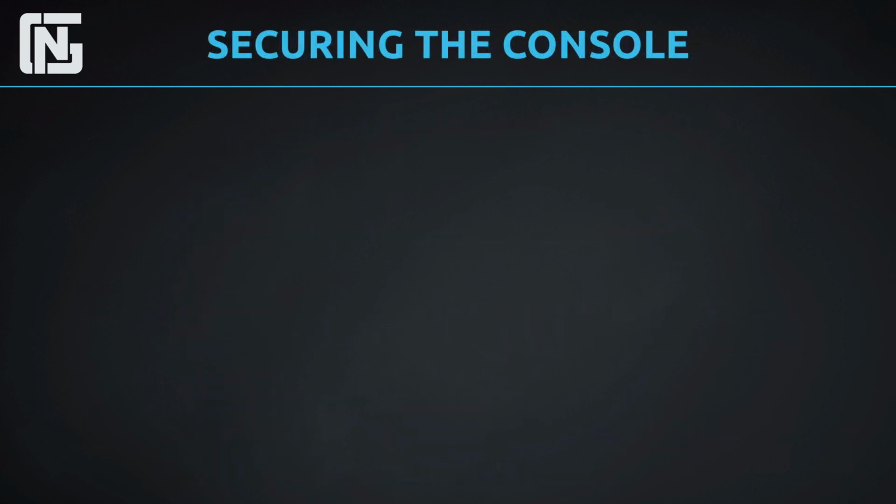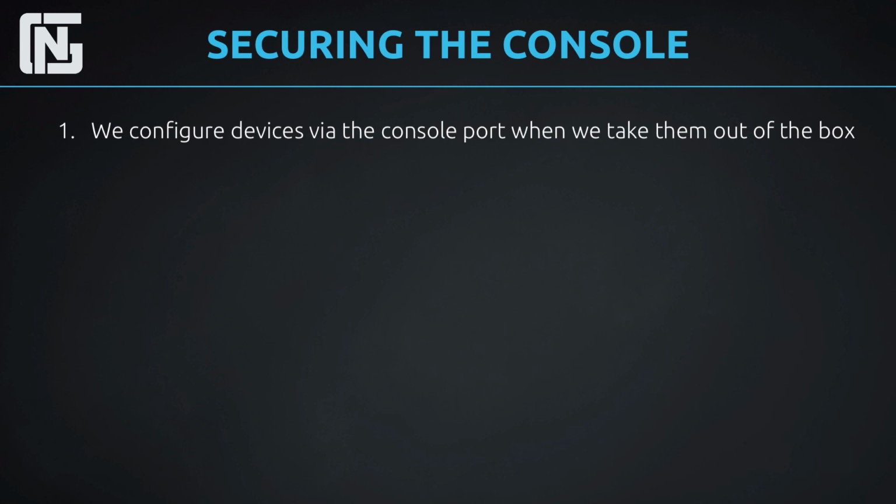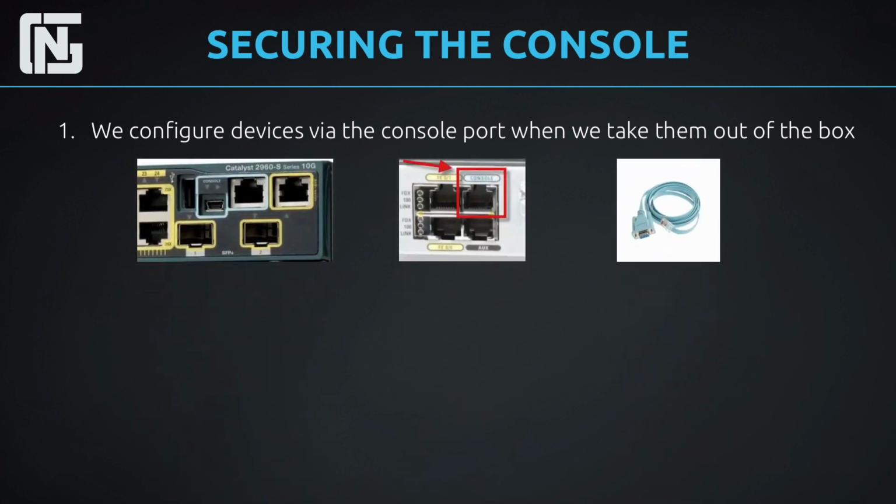So our first thing we're going to look at is securing the console. So again, when we're securing the console port, what we're doing is we're securing that port that is by default open for us to configure devices when we take them out of the box. So that is the console port here. The little blue port, I know you've seen this before, but I just want to make sure that you understand what we're talking about. It can be in different places on different devices.